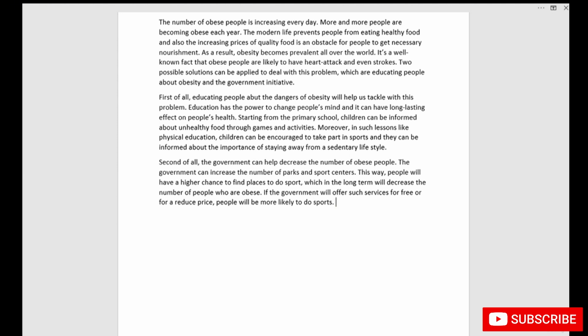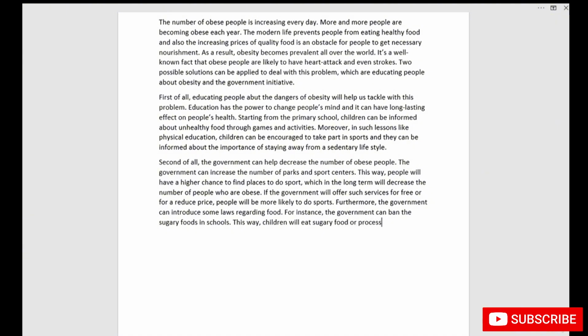As my second example, I'm going to make a transition by saying, furthermore, the government can introduce some laws regarding food, and then I'm going to give an example. So I say, for instance, the government can ban the sugary foods in schools. And then I'm going to talk about how this can have a positive effect. This way, children will eat sugary food or processed food less.